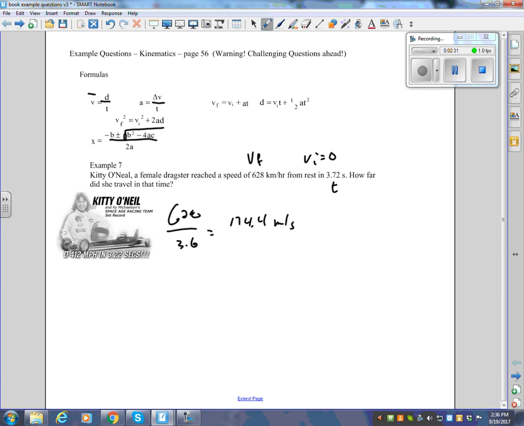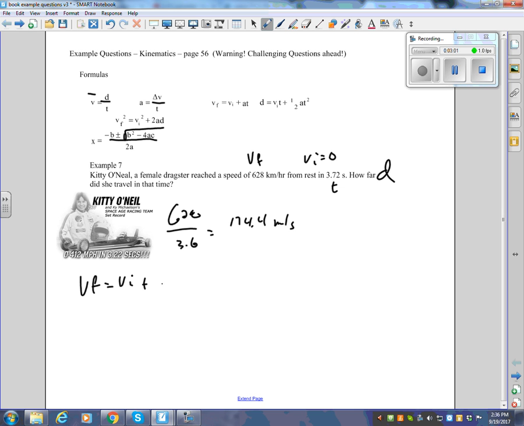Wow. That's a lot of meters. We need to know how far. We're solving for the displacement, the D. Which one has D? I guess this is VI. We don't have the acceleration, do we? No, we don't. So all the formulas that have D in them have A, so we're going to have to find acceleration.